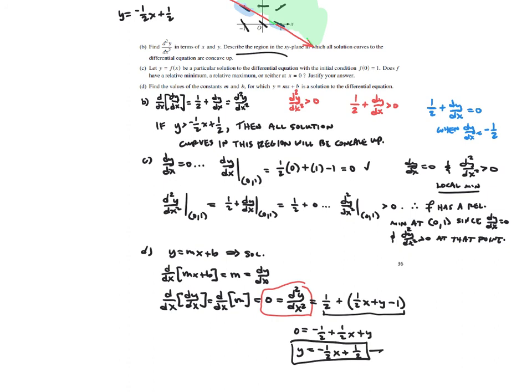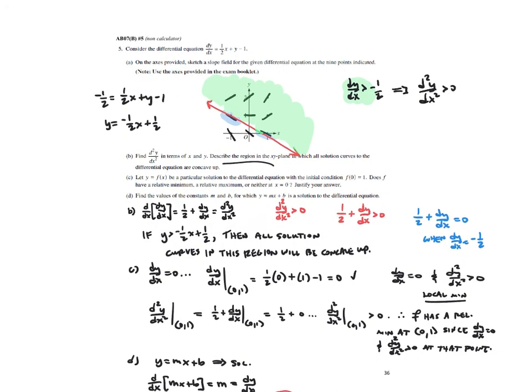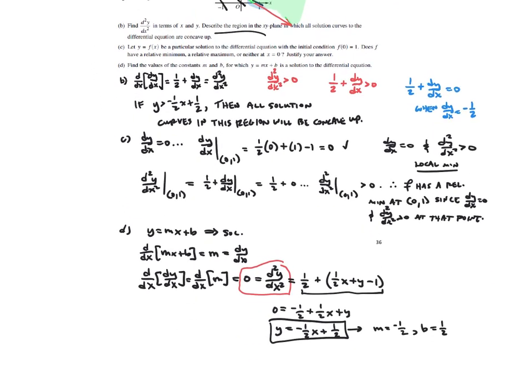And there we have it. I've now solved in this form y equals mx plus b. Therefore, m is equal to negative half and b is equal to a half. Okay, guys, that's an FRQ from 2007, part B, number 5.